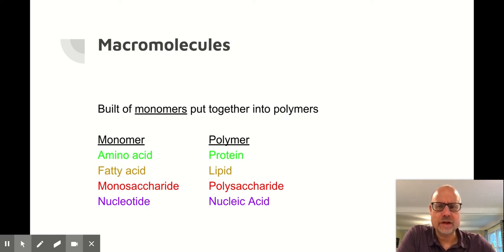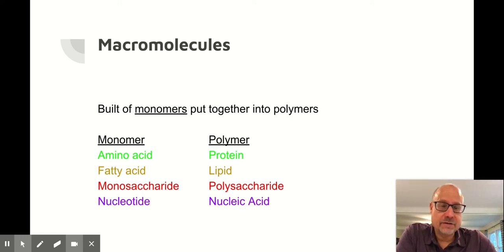And then finally, you have nucleotides. Nucleotides are the building blocks, the pieces that are used to put together a nucleic acid. Now, a nucleic acid is your DNA. Your DNA and the RNA in your cells, those are nucleic acids. Nucleic acids are used primarily to transmit genetic information.